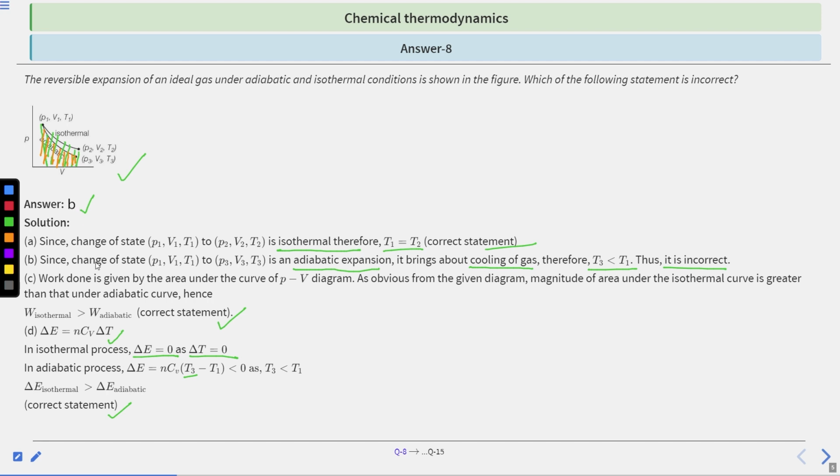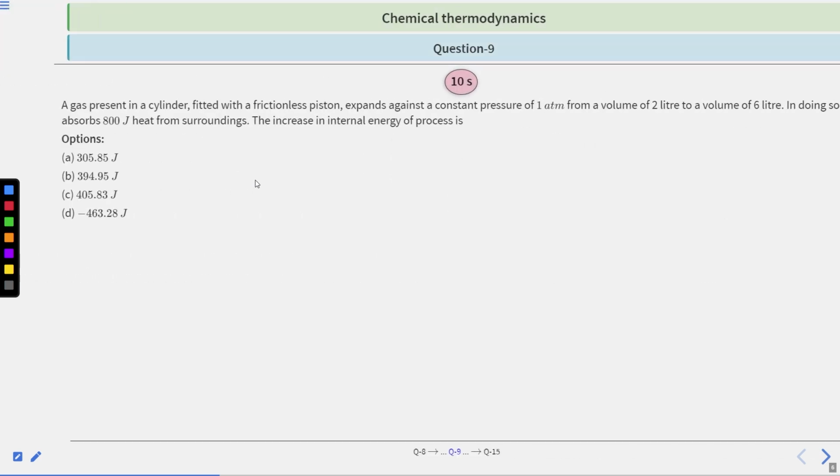So the correct answer will be B. The only incorrect statement is option B. Let's move to the next question.